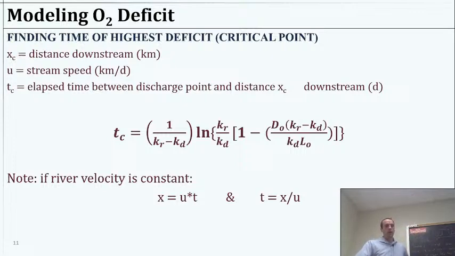Okay, so we have all that, and of course, just a quick reminder, we can convert between distance and time by the definition of velocity, which is distance divided by time.